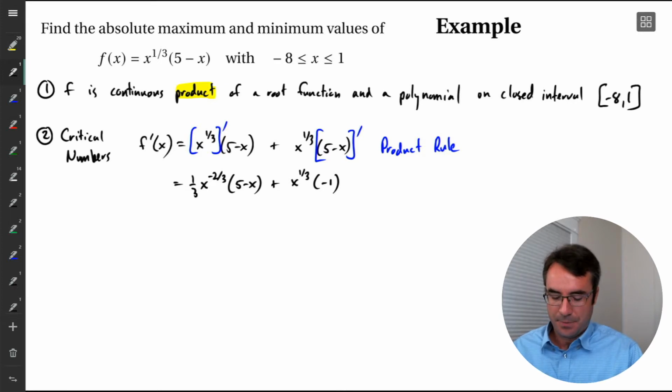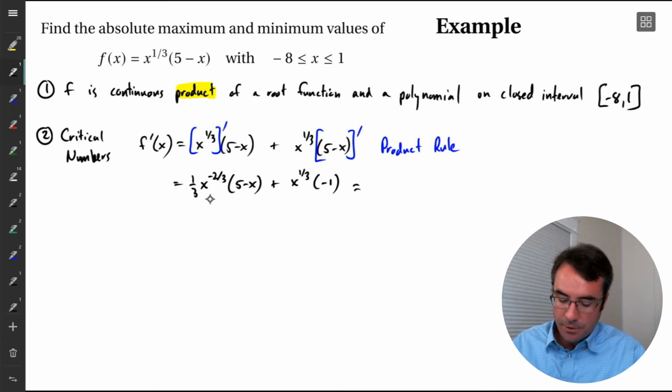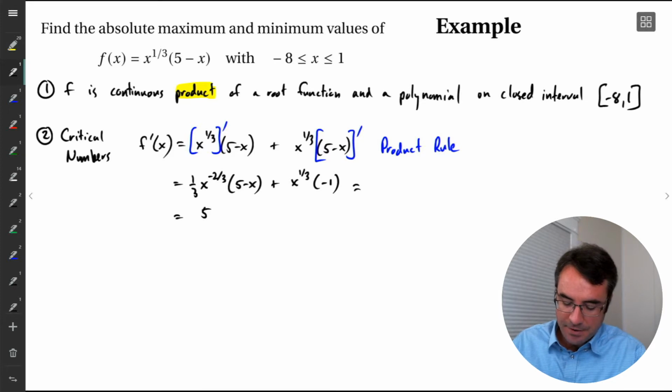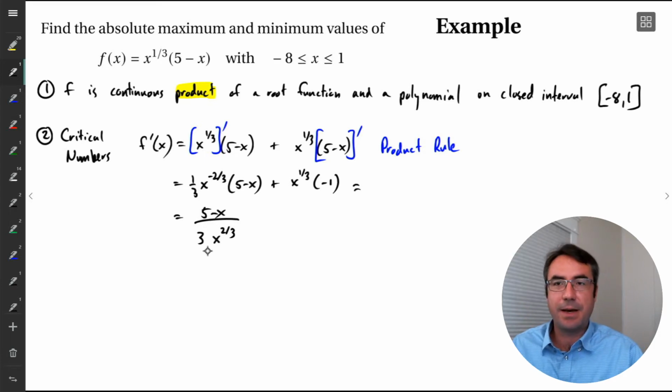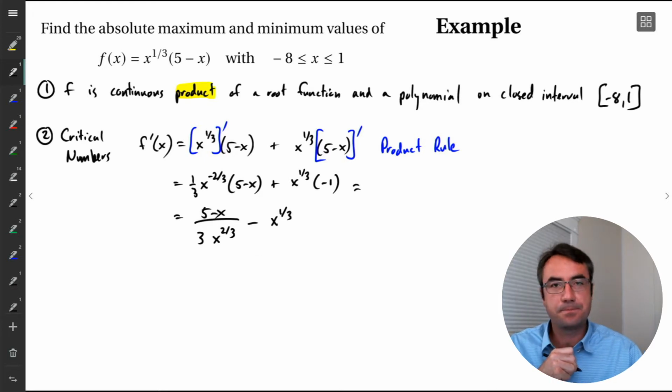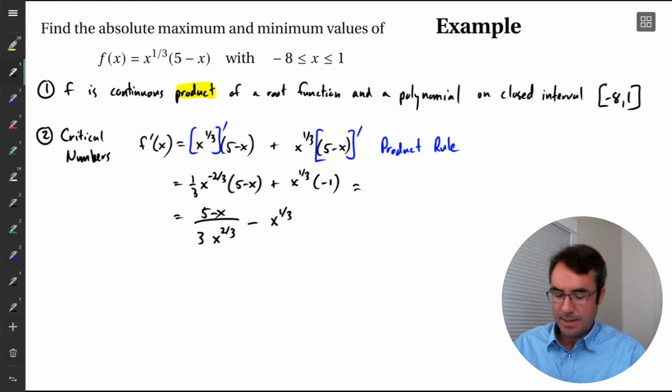All right, so what can we do? Well, I see a negative exponent here. It's normally helpful to write that back as a fraction. So let's see what we get. So I'm going to rewrite this as a fraction, and I'll put the 3 with it. So we're going to get 5 minus x on the top, and then 3 times x raised to the positive 2/3 on the bottom. So I've just rewritten this first part as a single fraction. And then we have minus x raised to the 1/3 power. All right, so that's not too bad.